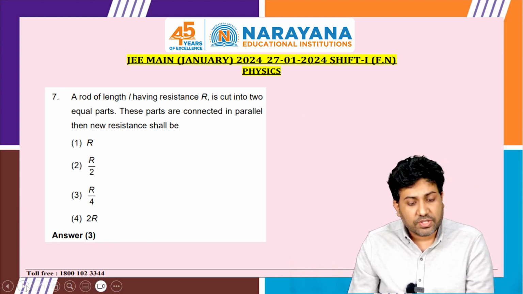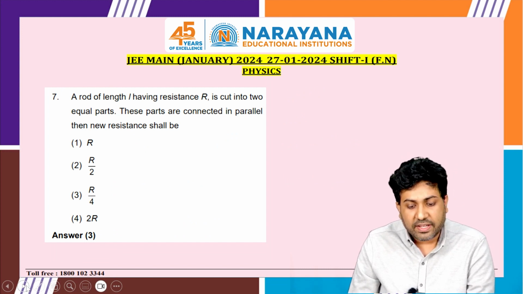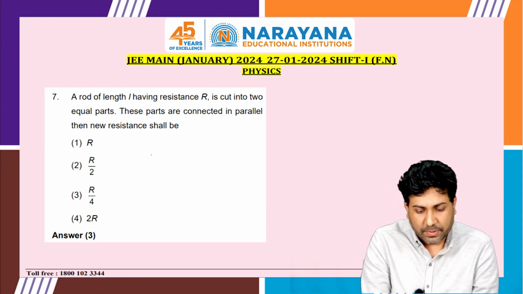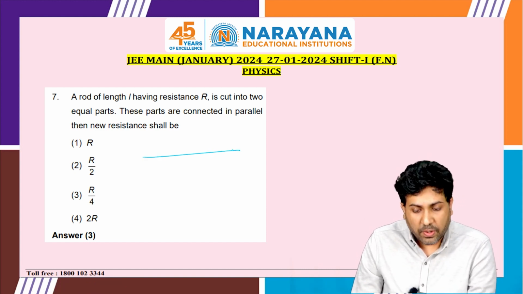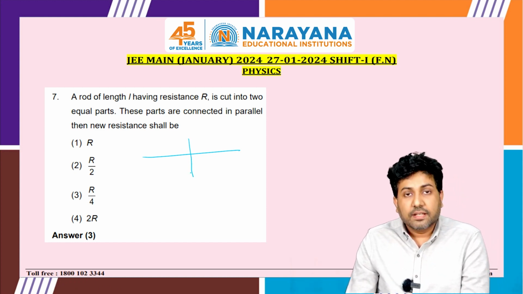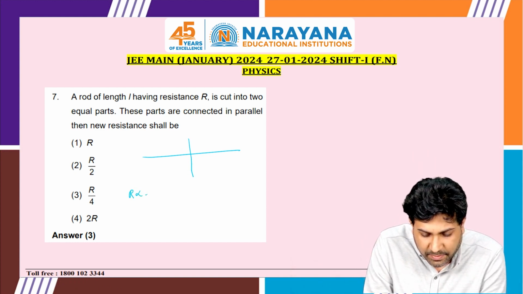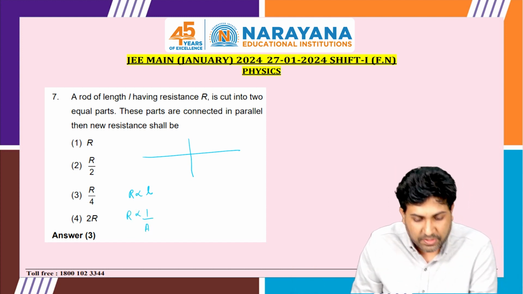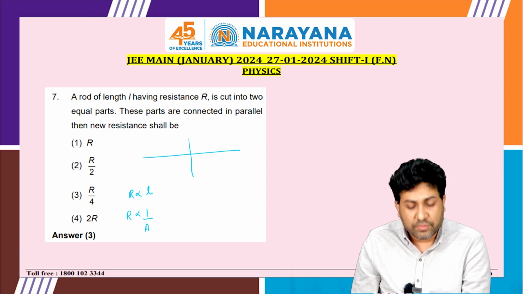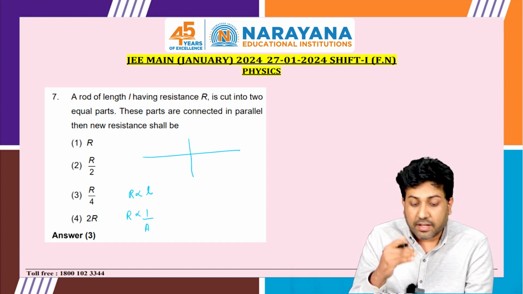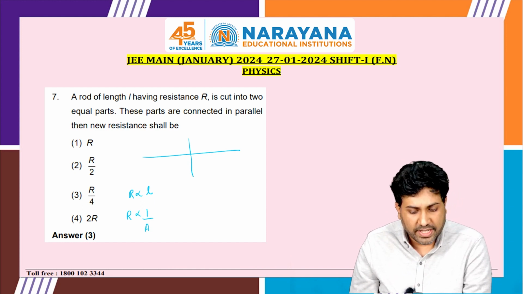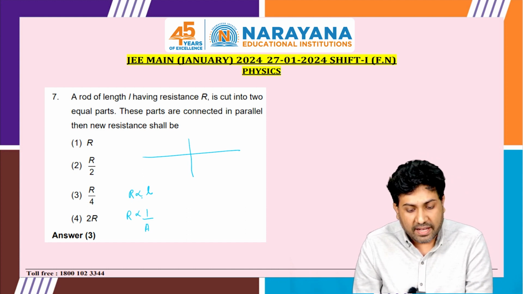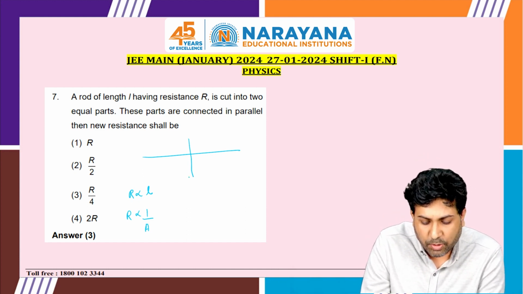So what is given in this question? A rod of length L having resistance R is cut into two equal parts. Now I know that resistance is directly proportional to length and inversely proportional to area of cross section. When you have cut it into two equal parts, the area of cross section has not changed. So the resistance here will only depend on L. The length has halved, that means the resistance has also halved.